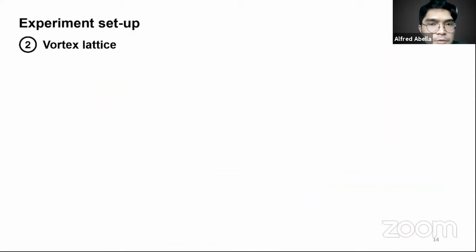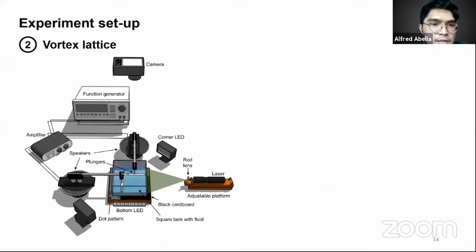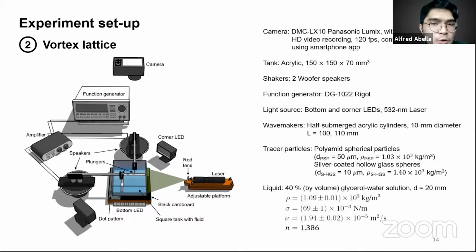Now, another experiment setup which generates the vortex lattice that I conducted. So these are the specifications of the equipment used. I use polyimide spherical particles for measurements on the water surface, and silver coated hollow glass spheres for measurements below the surface. And I use dicetyl water solution as my liquid. As you can see, we have two wave makers here powered by two speakers, and they are perpendicularly oriented with respect to each other.